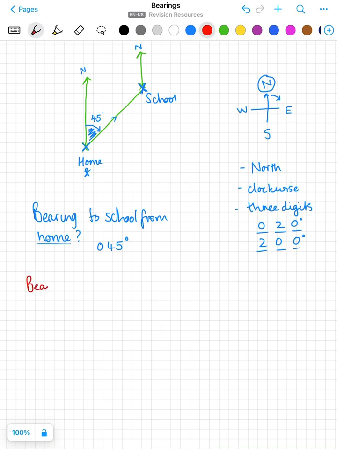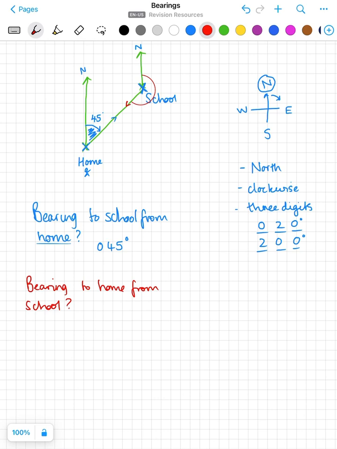Now what about if we want our bearing to home from school? Where do we begin? We're at school. We're going home, which is back in this direction. So we imagine we're standing at school, facing the north. We go clockwise until we reach home. So that is the angle here highlighted in red.